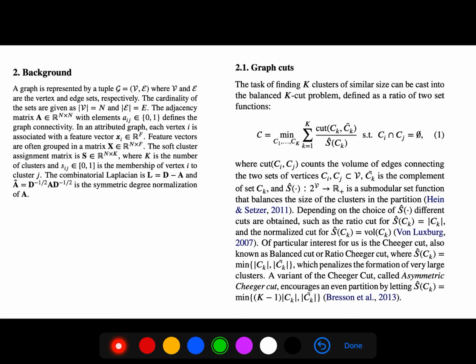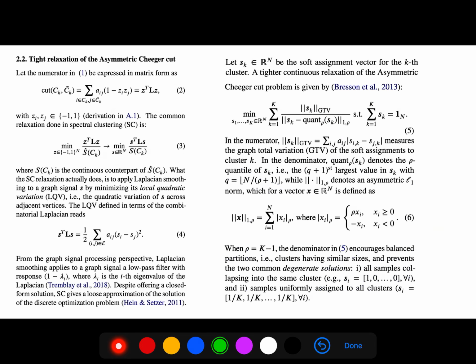So the task of finding K clusters of similar size can be cast into the balanced K-cut problem, which is just a ratio of two set functions. If you look at the numerator, the cut of two clusters, the numerator can be expressed as Z transpose LZ. And Z could be any value, just two values, -1 or 1.